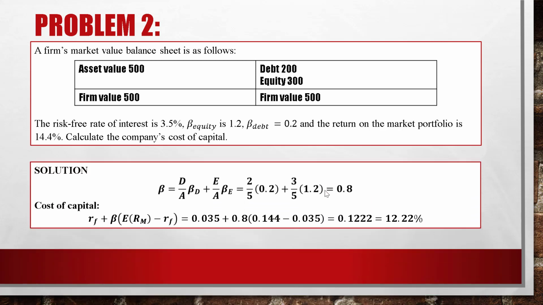So here, first of all, we have to calculate beta of the assets. Using the formula, we get beta of assets is equal to debt over assets times beta of debt plus equity over assets times beta of equity, and is equal to 2/5 times 0.2 plus 3/5 times 1.2, and is equal to 0.8.